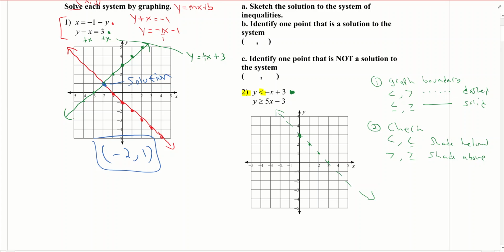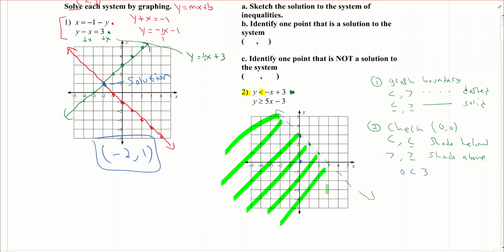But a better way to do this would be to actually check a point. So let's check 0, 0. What that means is we're just going to plug in 0, 0 to our equation here, and if we do that, we get 0 is less than 3. I'm plugging in 0 for y and 0 for x, and we get 0 is less than 3, and that is true. Because that point is true, it should be in my solution space, which is all of this stuff down here, which is below the line. It has the less than symbol, so it's below the line, so we're getting that same thing 2 different ways.